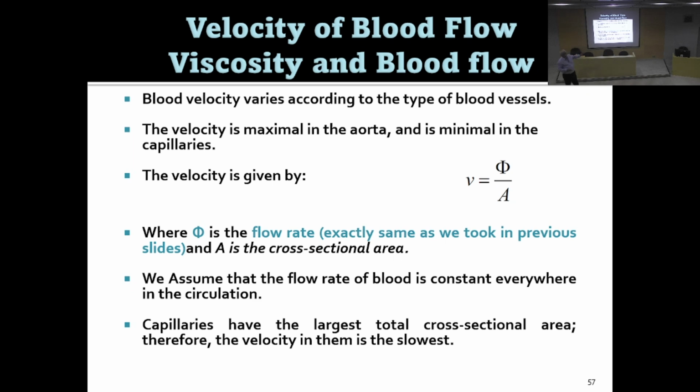As I say, when a cross section is getting bigger, velocity decreases. When it becomes small, velocity increases. Inversely proportional.